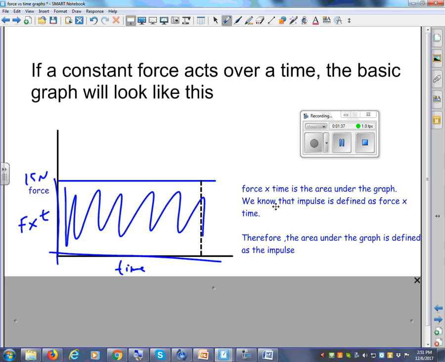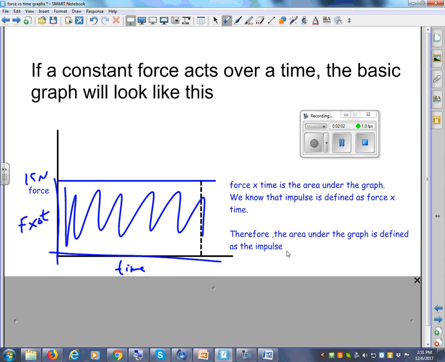Force multiplied by time is the area under the graph, and we know that impulse is defined as force multiplied by time. That was the letter J yesterday. You can write this if you want, or just sit back and listen. The impulse is force multiplied by, I guess we called it delta T yesterday. Therefore the area under the graph is defined as the impulse.